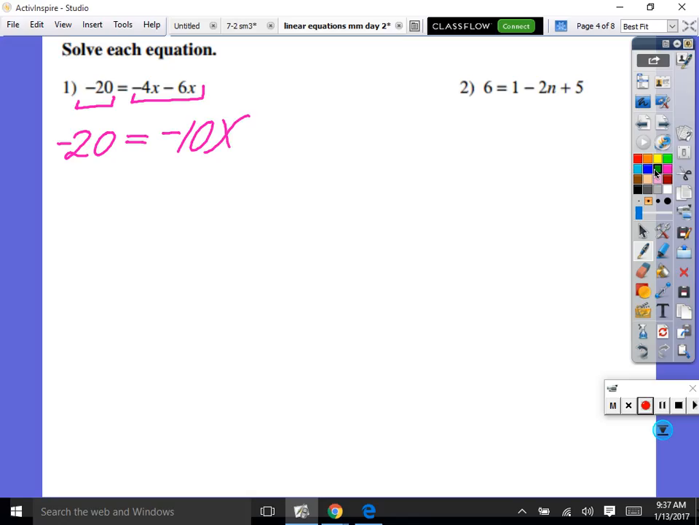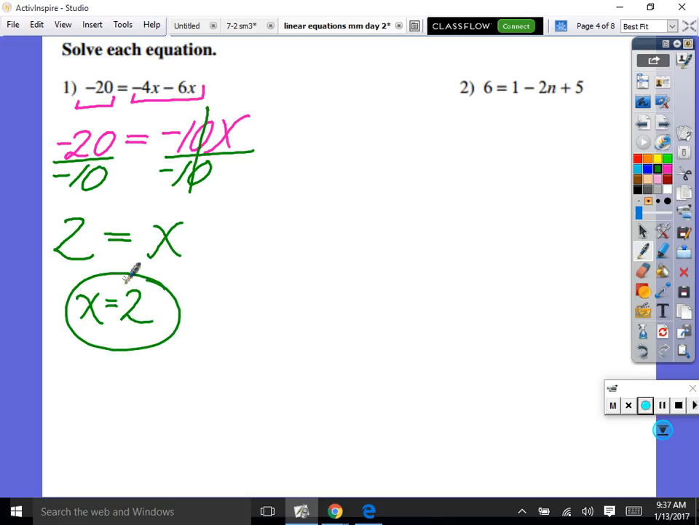Now, the next step is, if there's one x, solve for x using correct inverses. We need to get x alone. So what undoes multiplication? Division. So we're going to divide both sides by negative 10. Now we have negative 20 divided by negative 10, which is, everybody? 2. A negative divided by a negative is a positive, and that's equal to, those divide out to become 1, so we have x. Now x is completely alone, so we're done. x equals 2. Questions on that?